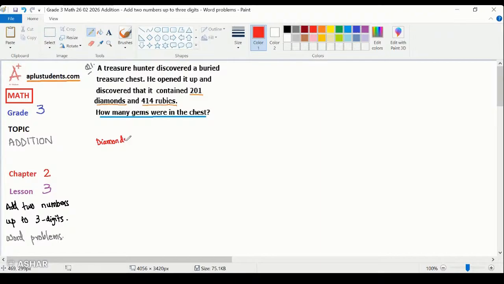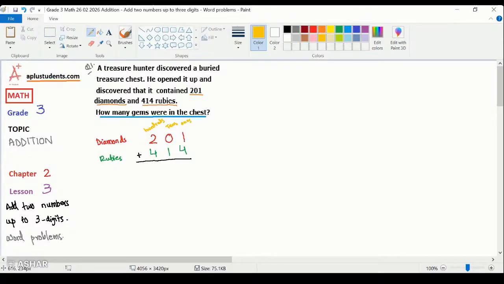How many diamonds were there? There were 201 diamonds, and we had rubies. There were 414. While we are adding numbers, we need to remember their positions. Ones will come under the ones. These will be the tens, and these are the hundreds.